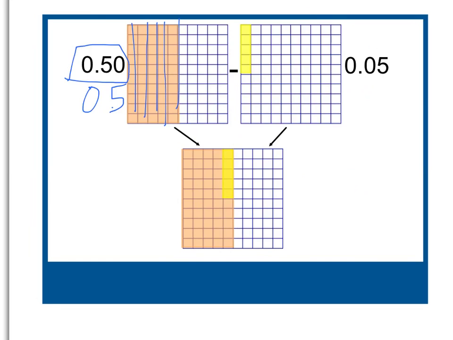And then so you see that we took this one away. So we covered it up, and so we could just kind of scribble out 5 hundredths, and we're left with 4 full rows, would be 4 in the tenths place, and 5 left in the hundredths place. So 5 little tiny boxes. So this stands for our rows, and this stands for each box.